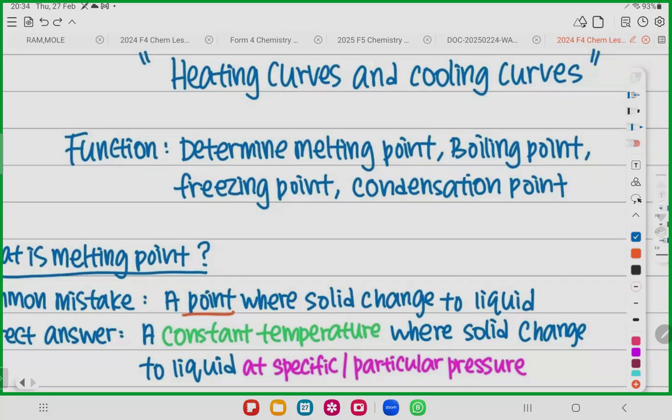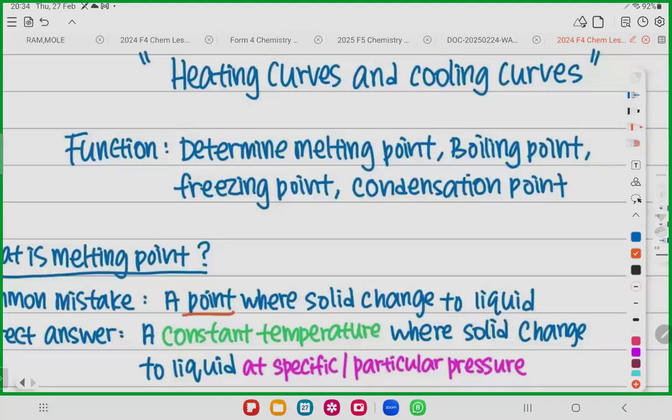So I hope everyone knows what melting point is by now. If they ask what is boiling point, it is the same thing. Boiling point is a constant temperature where liquid changes to gas at a specific pressure. So don't memorize the whole thing without understanding. Many students memorize the whole answer, but they don't understand what is happening.